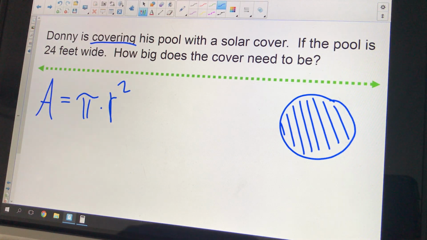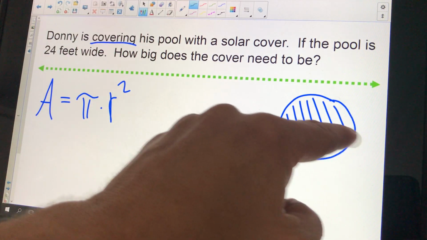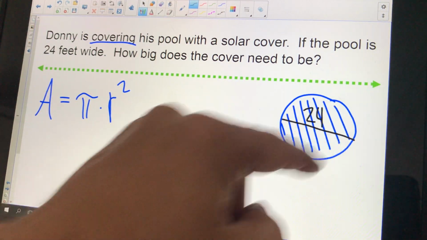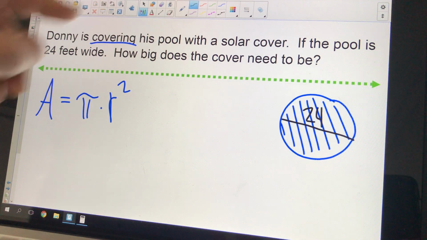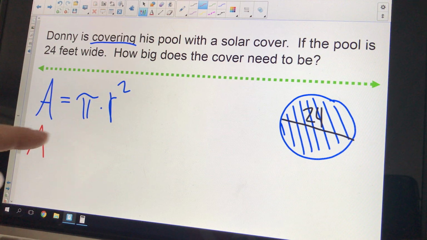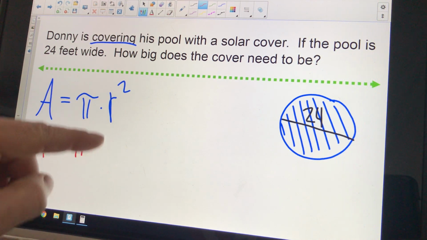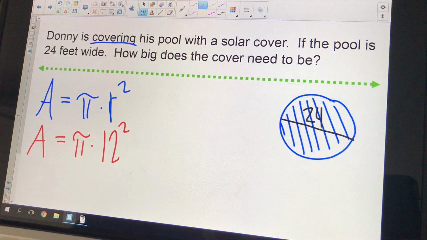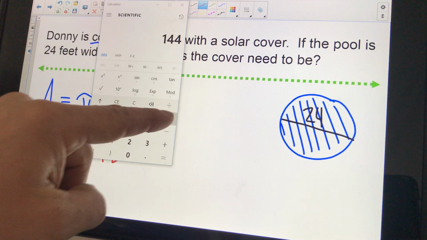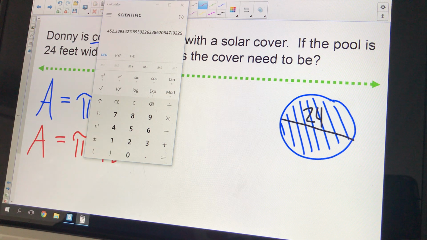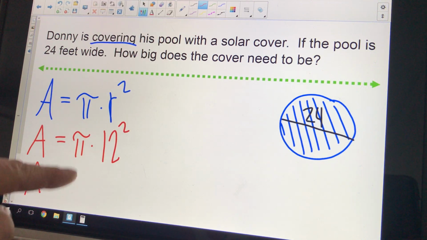Okay, if the pool is 24 feet wide, well, that's got to be the diameter. And we're looking to use the radius in our problem. So I need half of that. Area equals pi times 12 squared. And I'm going to take that to my calculator. 12 squared, we know, is 144. Bam. Times pi is going to be 452.4.